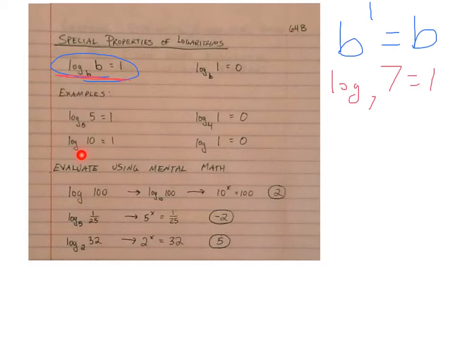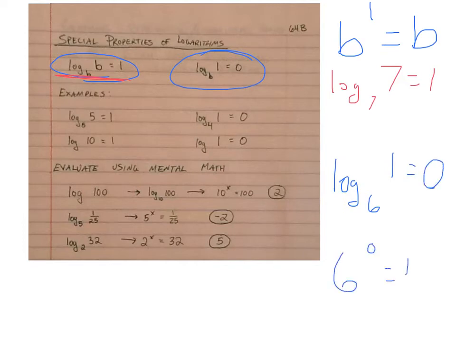The next special property of logarithms is log base anything of 1 is always equal to 0. So if we do log base 6 of 1, that always will equal 0, because 6 to the 0 equals 1, 4 to the 0 equals 1, 10 to the 0 equals 1.